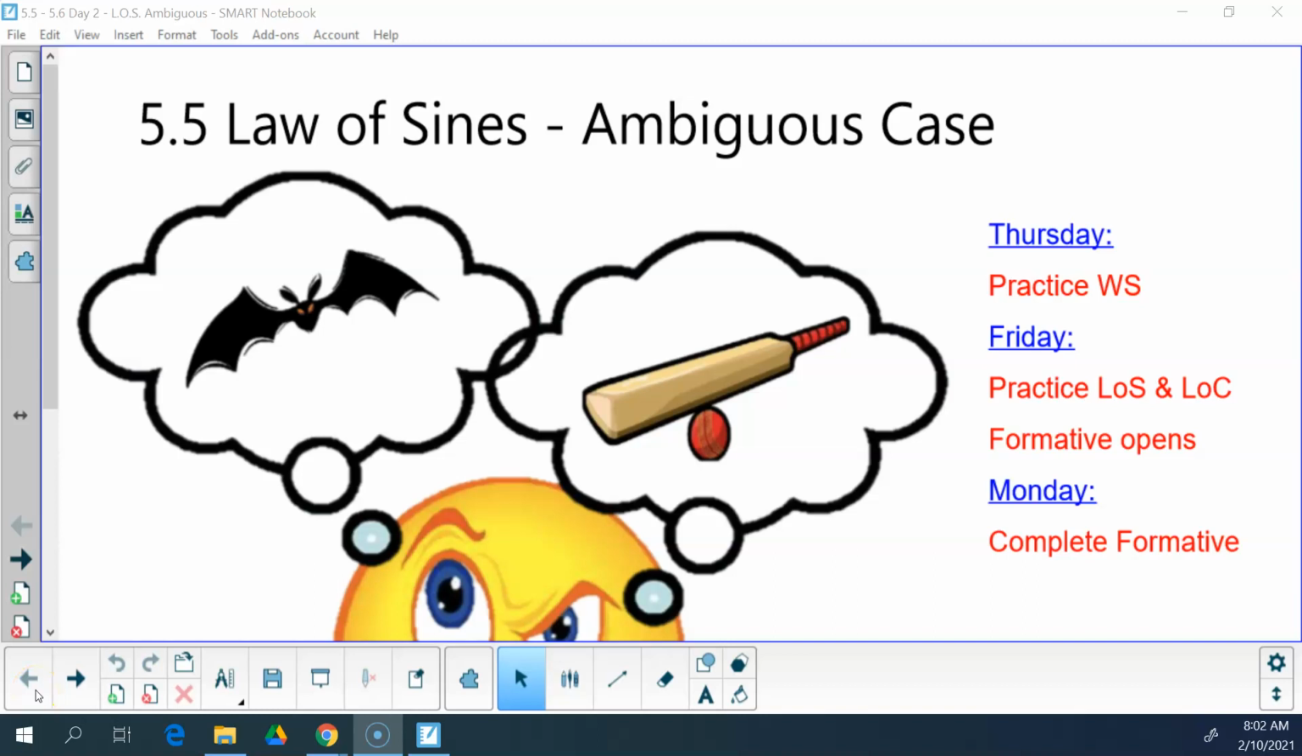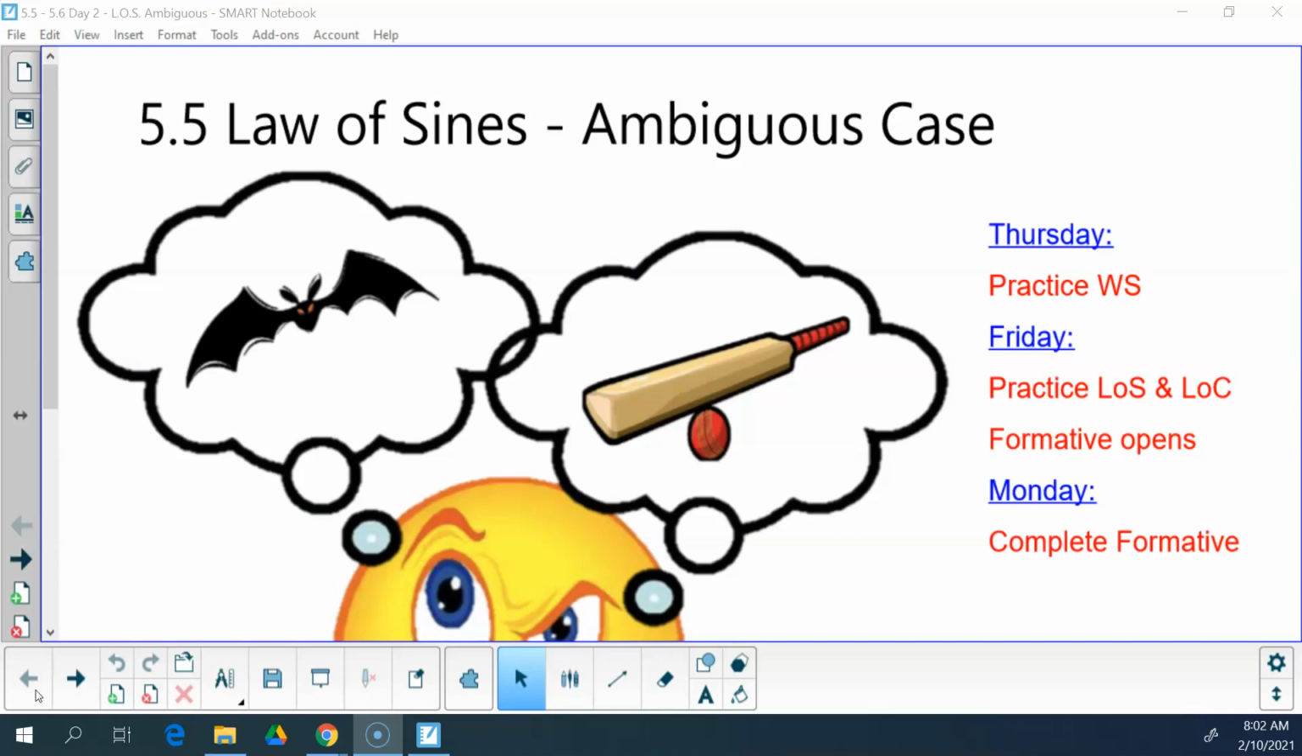So today, we're going to focus in specifically on the ambiguous case of the law of sines. Okay? And there is an ambiguous case. Ambiguous means that it's open to more than one meaning. For instance, a bat or a bat. When you just say a bat, it's open to multiple different meanings. Okay? So we're going to do that.